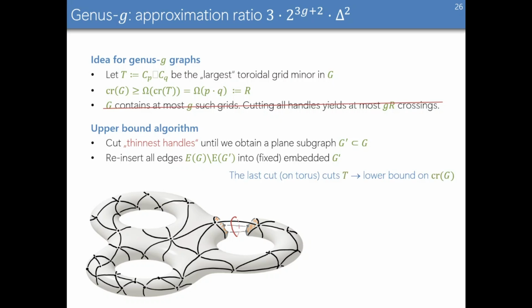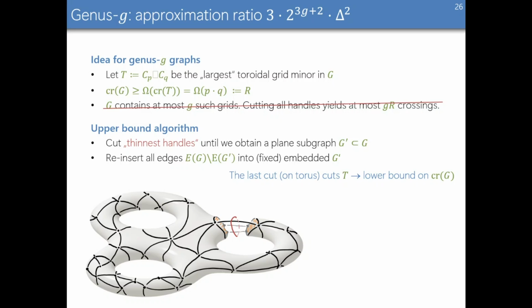And that would be great if the last cut, like when you think about it, you always cut on the shortest distance. So the thickest handle will survive till the end, right? Because you always cut through the thinnest handle. You cut through a handle, through a handle, through a handle, and the last handle that you're about to cut will be the thickest one. And this should be the one which gives you a reason to believe that there is a toroidal grid of similar size in the graph. That's the idea of the proof.